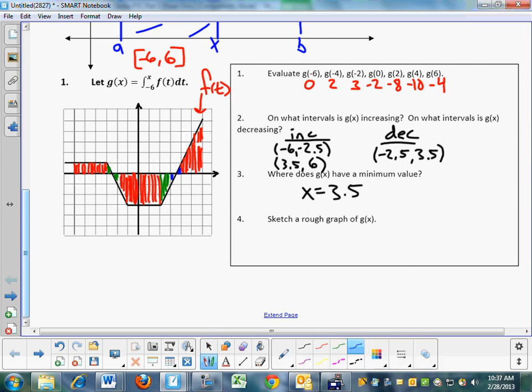Now it says sketch a rough graph of g of x. And so all I'm going to do is take those points and just plot them and see how they match up with this. Okay? So negative 6, 0. That's one spot on my graph. Negative 4, 2. That's another spot on my graph. Negative 2, 3.